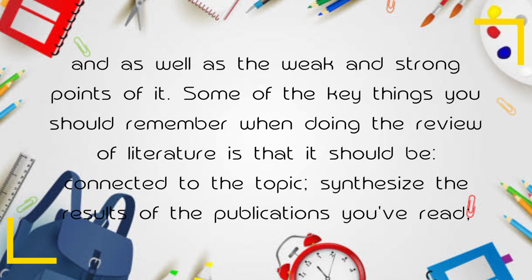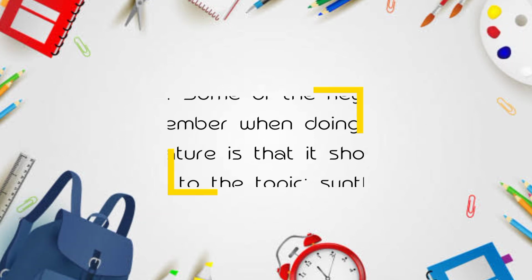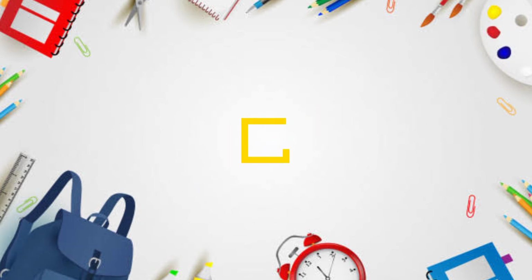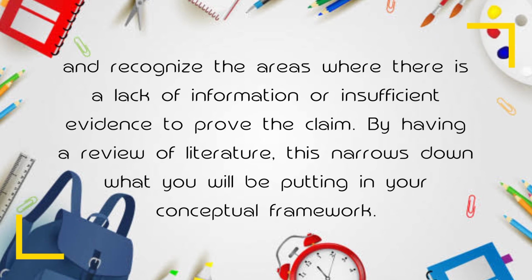Some of the key things you should remember when doing the review of literature is that it should be connected to the topic, synthesize the results of the publications you've read, and recognize the areas where there is a lack of information or insufficient evidence to prove the claim. By having a review of literature, this narrows down what you will be putting in your conceptual framework.